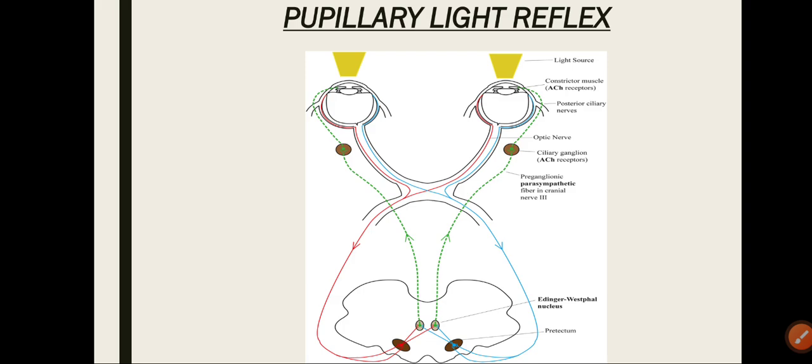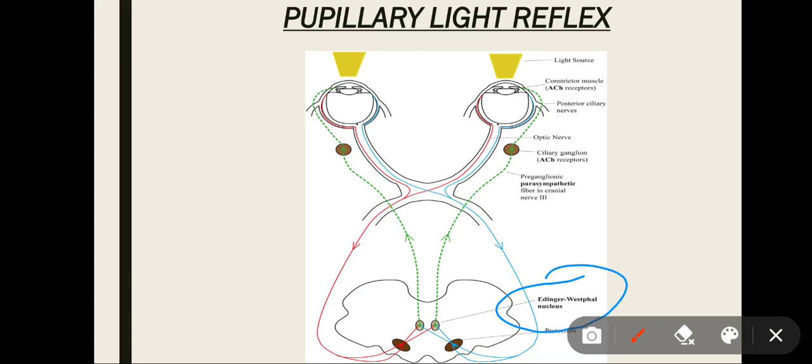Internuncial fibers connect each pretectal nucleus with the Edinger-Westphal nucleus, and these connections form the basis of the consensual light reflex.